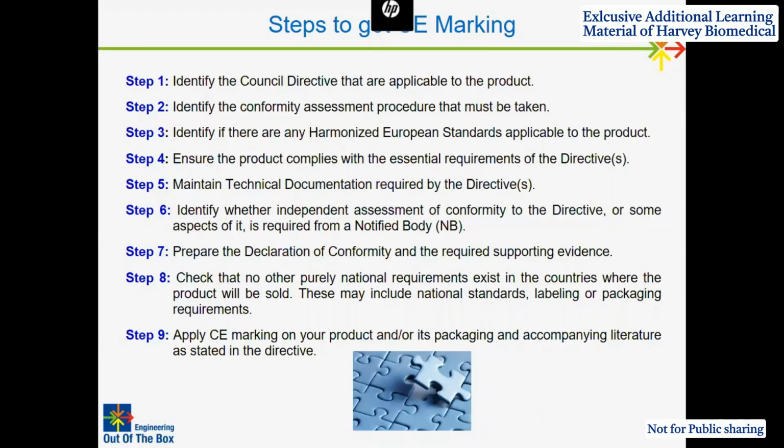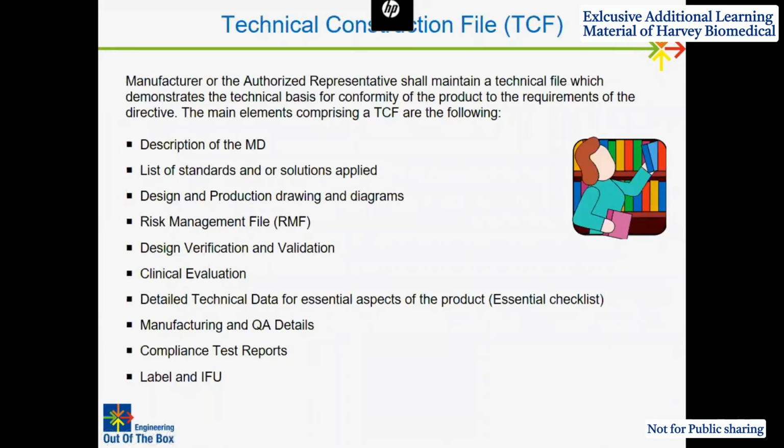For example, there is sterilization and cleaning of hospitals. Germany has separate hospital cleaning procedures and sterilization procedures. Those should be met by your medical device. Then only you can enter the German market. Apply CE marking on all your products or their packaging and accompanying literature as stated in the directive. Whatever the CE marking with respect to your product and packaging, you have to verify with your directive and regulations. Accordingly, you have to submit your technical file to the notified body, and accordingly they will give the declaration of conformity.